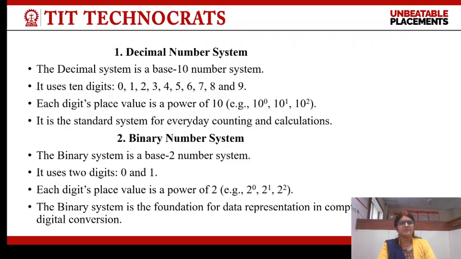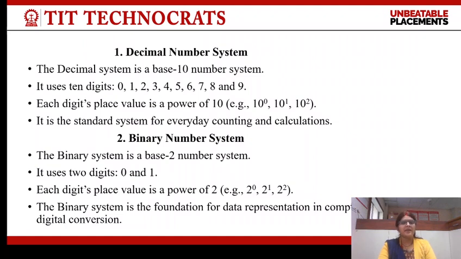What is decimal number system? The decimal number system is a base 10 number system. It uses 10 digits, 0 to 9. Each digit's place value is a power of 10, like 10 to the power 0, 10 to the power 1, 10 to the power 2. It is the standard system for everyday counting and calculations.